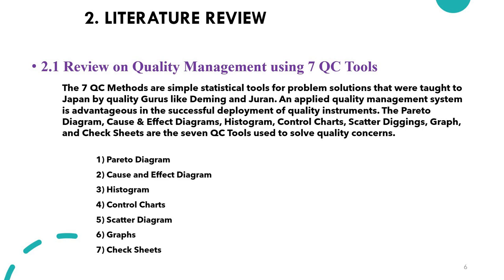The 7QC methods are simple statistical tools for problem solutions that were taught to Japan by quality gurus like Deming and Juran. An applied quality management system is advantageous in the successful deployment of quality instruments. The Pareto diagram, cause and effect diagrams, histogram, control charts, scatter diagrams, graph, and check sheets are the 7QC tools used to solve quality concerns.